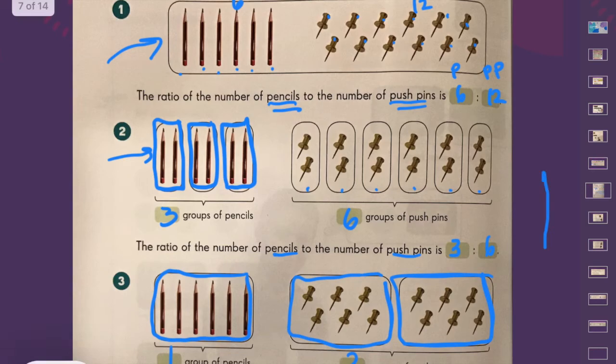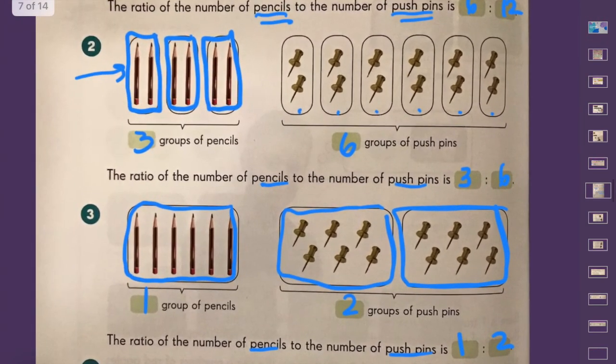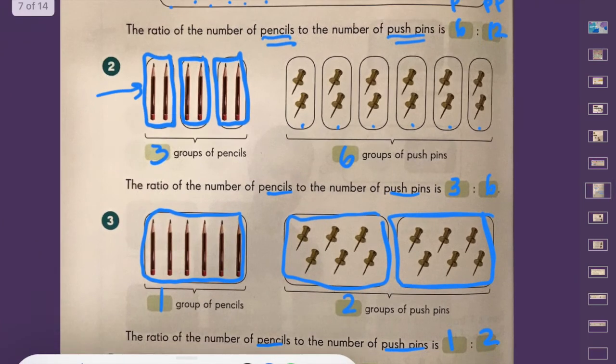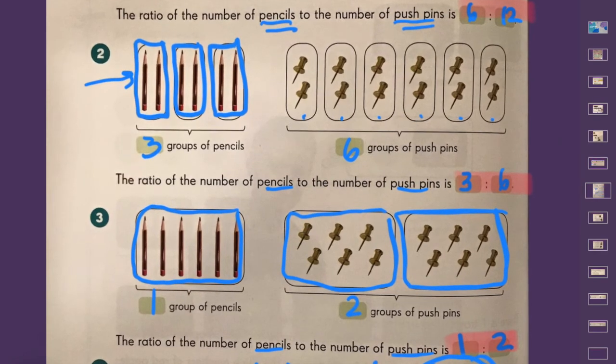Now, all of these ratios that we've just listed are equivalent. Let's take a closer look at that. So the ratios that we talked about were 6 to 12, 3 to 6, and 1 to 2. So let's just list those out so we can look at those. 6 to 12, 3 to 6, and 1 to 2. So in these equivalent ratios, the ratio in its simplest form is 1 to 2. That's the simplest way to write it.